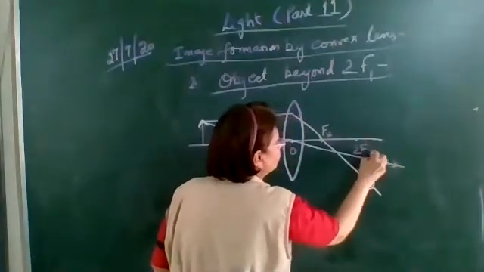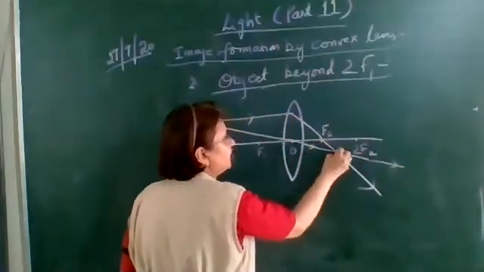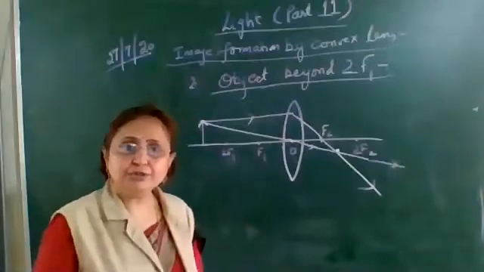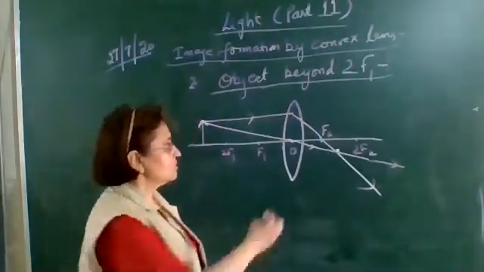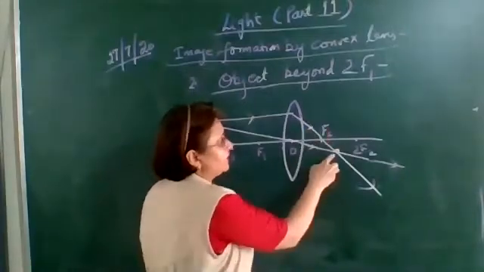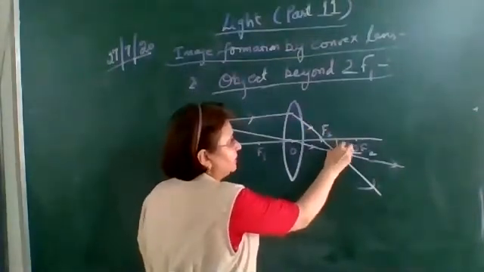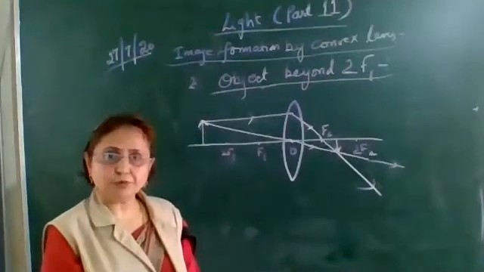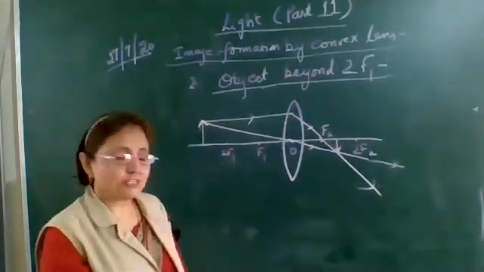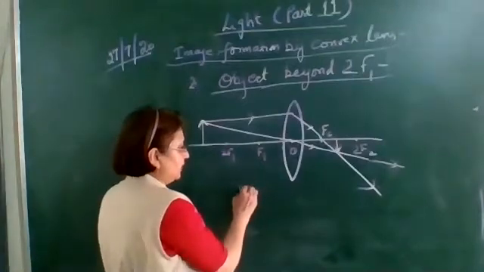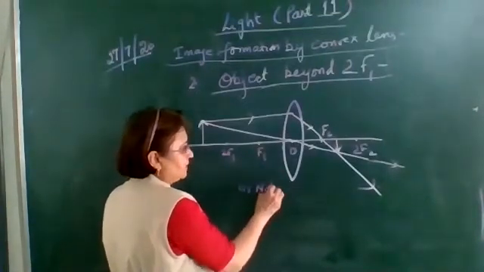So these are the 2 refracted rays meeting at this point. And we know that wherever the refracted rays meet, the image is formed. So as the 2 refracted rays are meeting here, the image is formed at this particular point. Now let's again study the 3 points about the image formation. The first is the nature of the image.